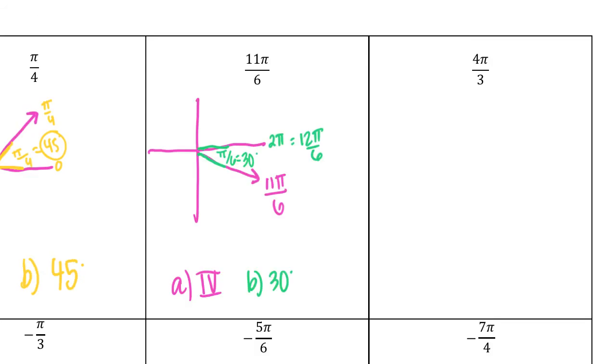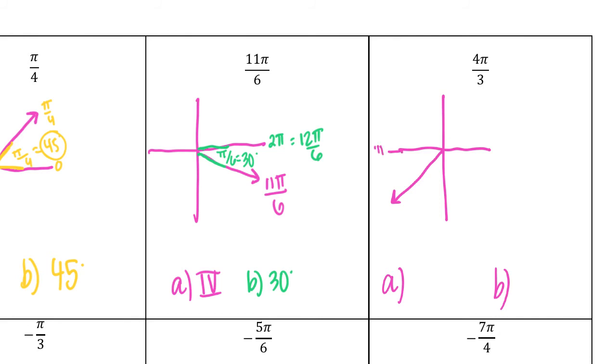Go ahead and pause the screen and give this one a shot. I want y'all to make sure that you can both figure out what quadrant it lands in and what the reference angle would be. Let's check yourself here. 4 pi over 3 lands in the third quadrant. It's bigger than one whole.